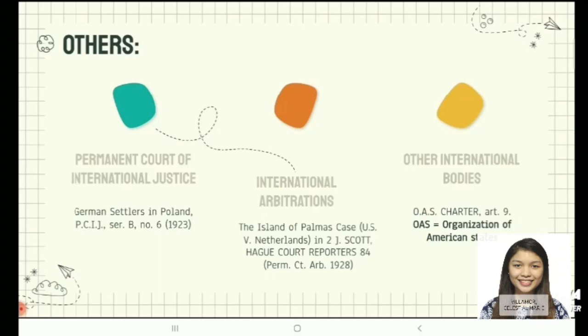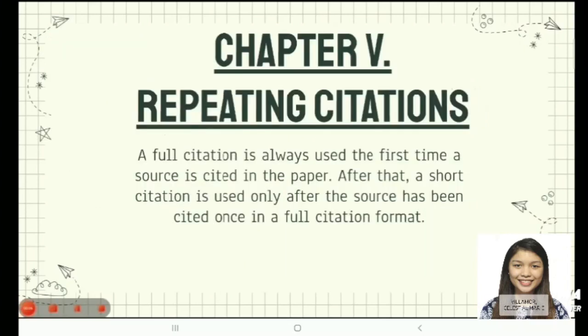So next is chapter 5, repeating citations. A full citation is always used the first time a source is cited in the paper. After that, a short citation is used only after the source has been cited once in a full citation format. So what do we do? We instead use these two words: supra and hereinafter.